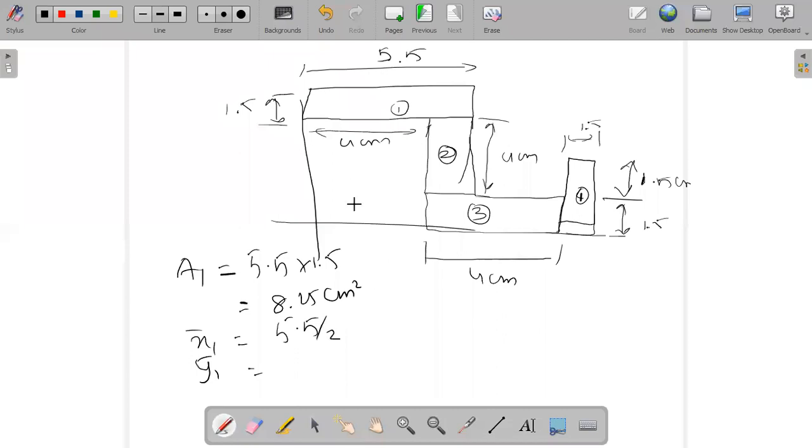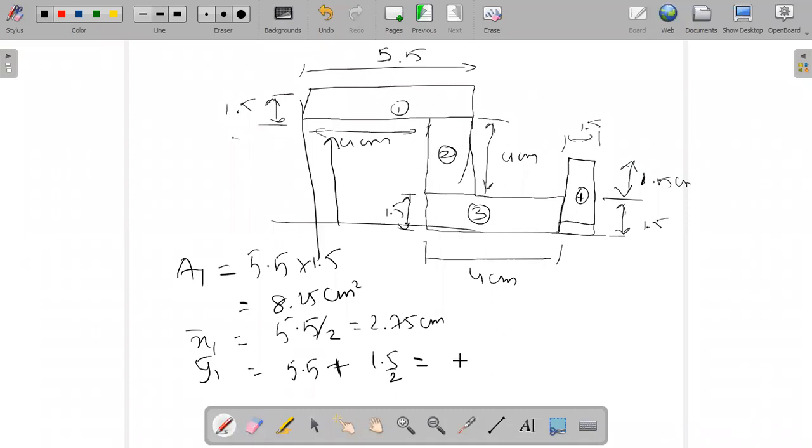Next is y1 bar. Before entering the first section, how much length do we have to travel in the y-axis? The height here is 1.5. What is this height? 1.5 plus 4. That is, we have to take 5.5 plus half of the length in the y-axis, plus what we have before entering the first section. This is 2.75. This is 5.5 plus 1.5 divided by 2.